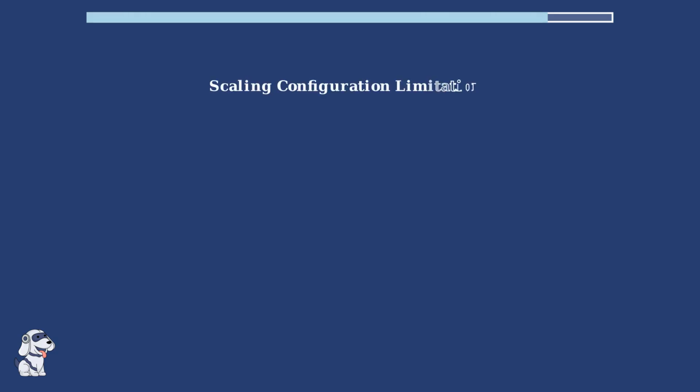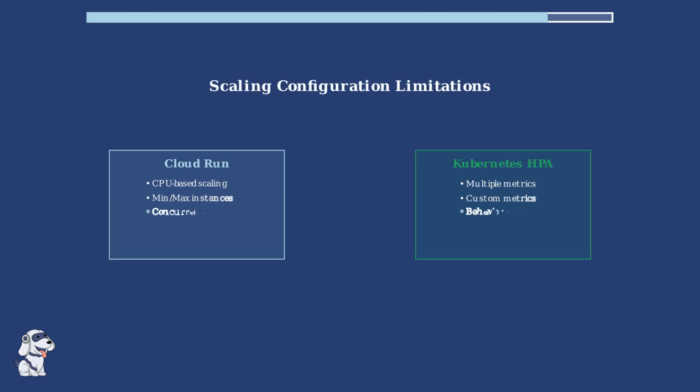Finally, Cloud Run scaling behavior is less configurable compared to Kubernetes horizontal pod autoscaling. This limitation reduces flexibility in fine-tuning scaling policies for specific application requirements. Understanding these trade-offs enables architects to make informed decisions about when Cloud Run is appropriate and how to mitigate potential issues through proper configuration and monitoring.